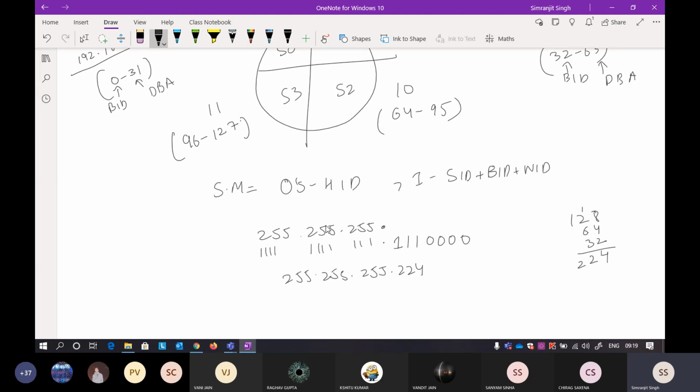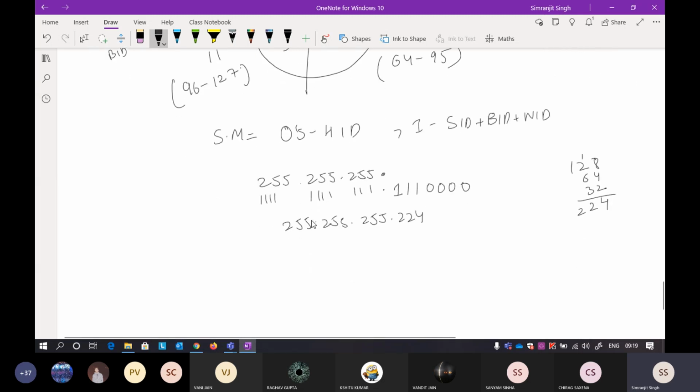In this CIDR notation, you can also write the subnet mask as a slash. How many ones are there? There are 27 ones. So you can write the subnet mask like this, /27. This notation is very intuitive, because this particular notation also represents the subnet mask. This is also the network ID part.